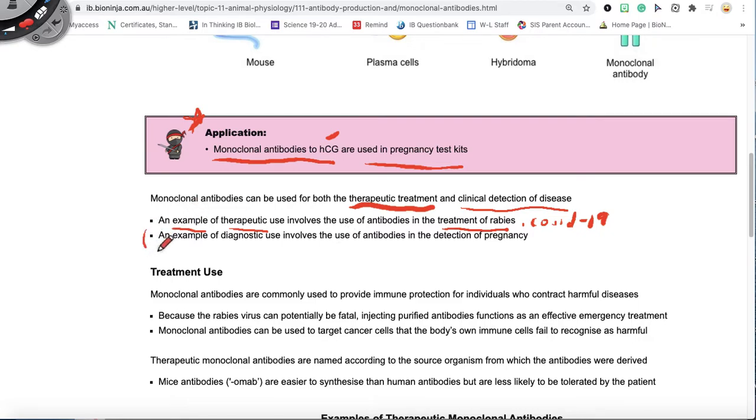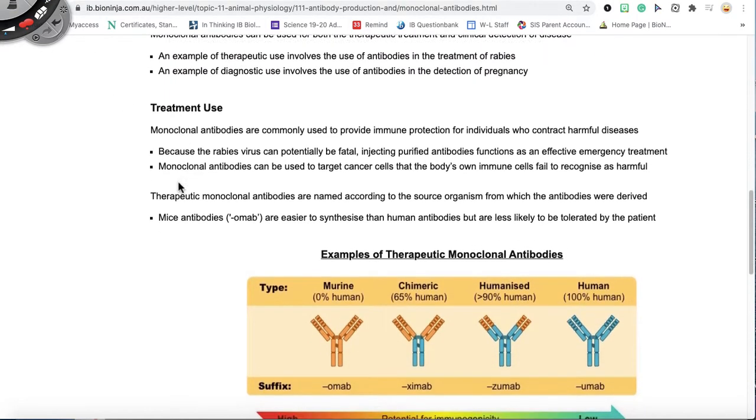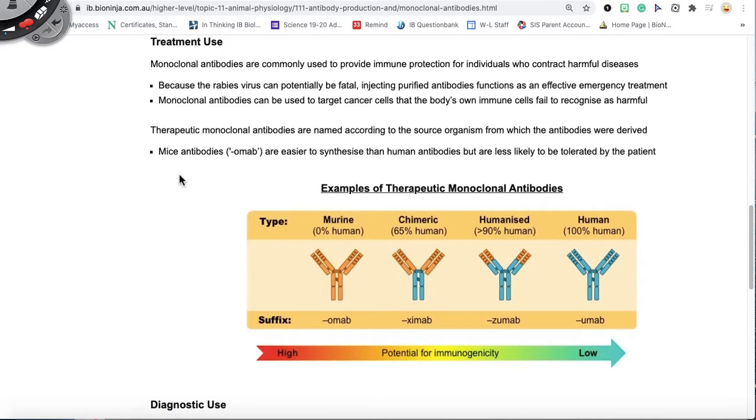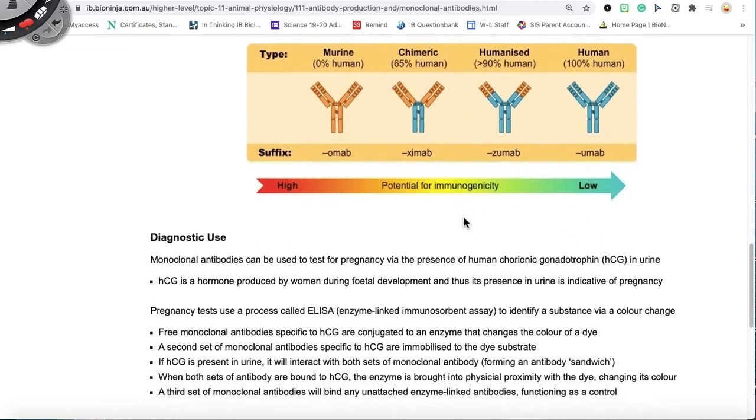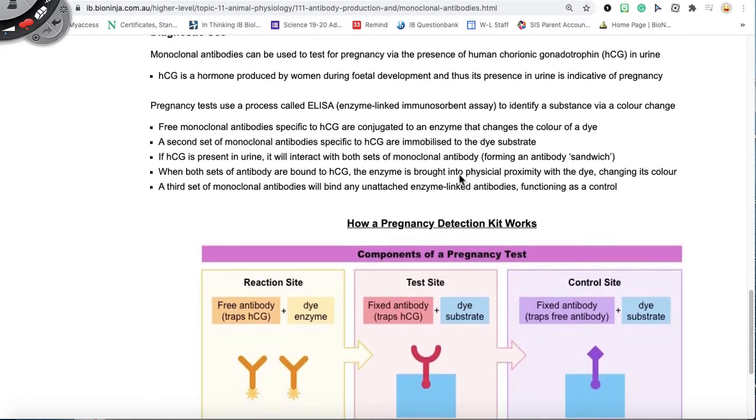But what you are responsible for knowing in this application is how it's also used to detect pregnancy. This is what we're going to spend some time talking about right now. So we already talked about these different examples. All right, so how are monoclonal antibodies used to detect pregnancy?